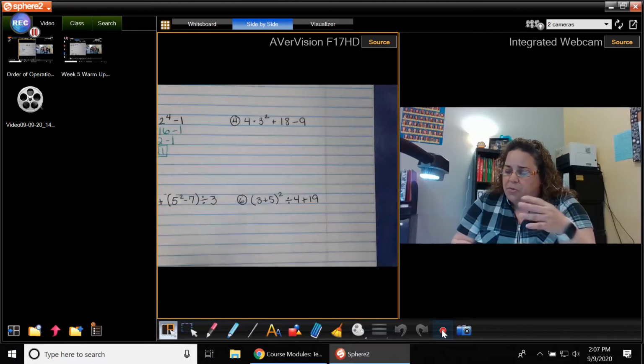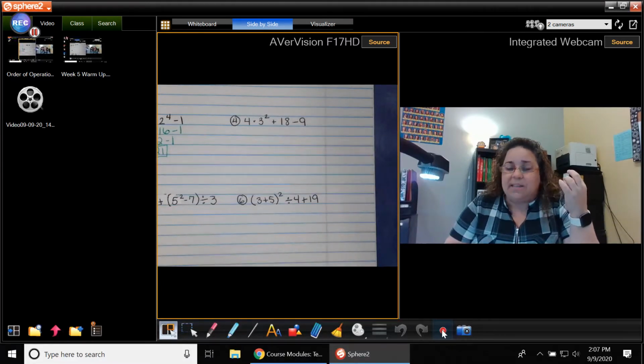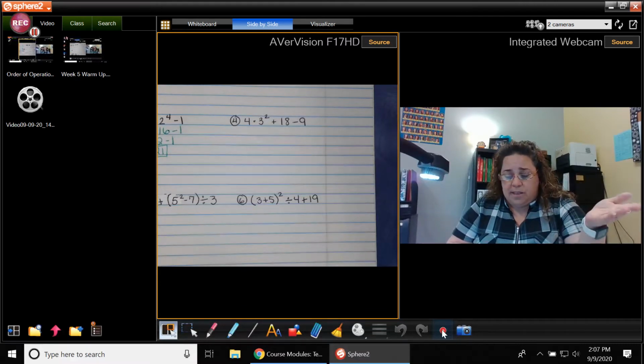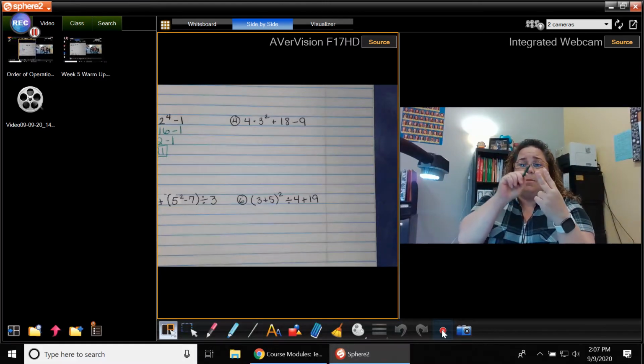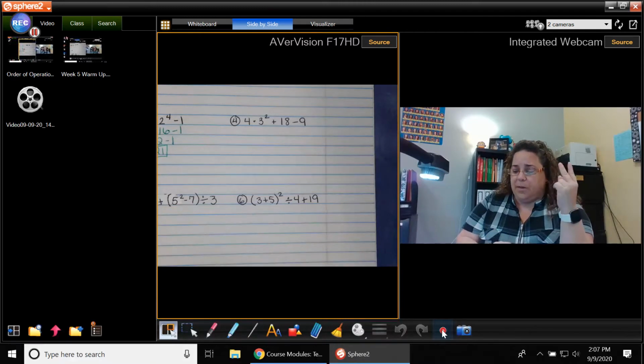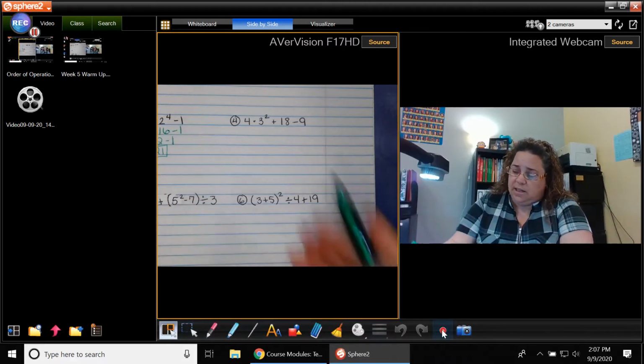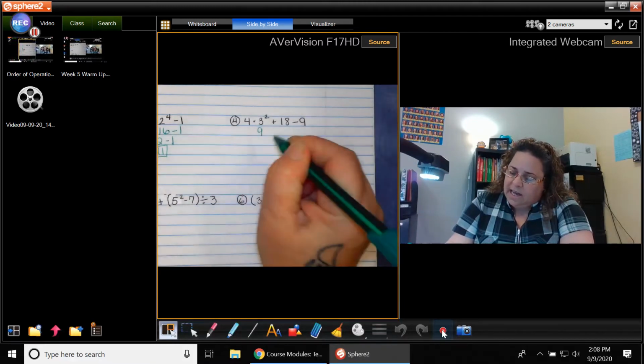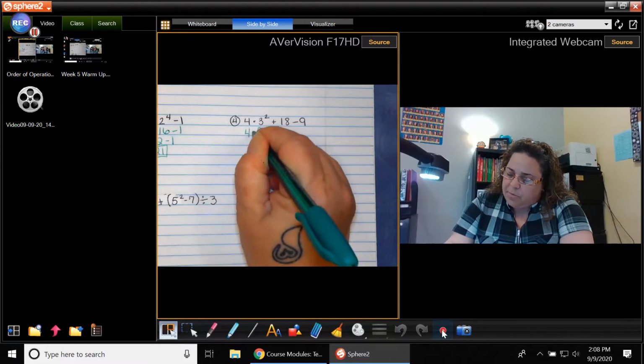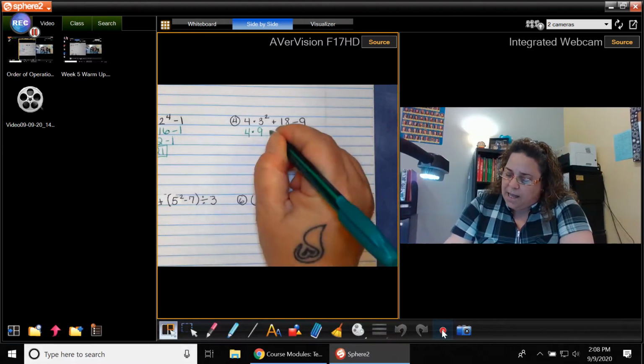4 times 3 squared plus 18 minus 9. No parentheses. I've got 3 squared. So remember, 3 squared is the same thing as saying 3 times 3. 2 3's, right? Okay, so 3 times 3 is 9. And I bring everything else down. Remember that dot means to multiply.